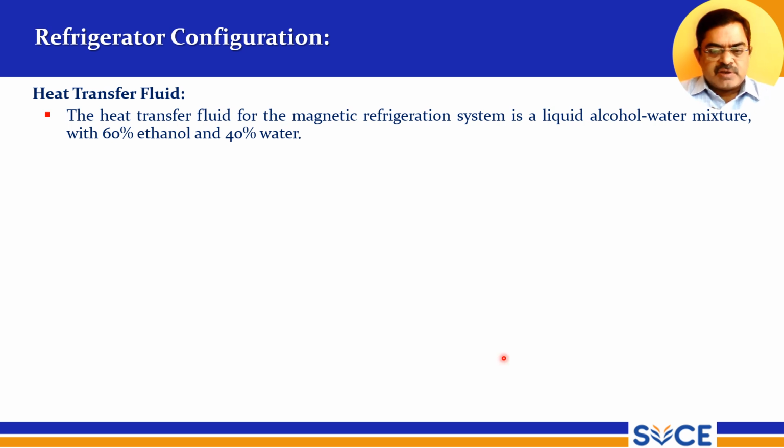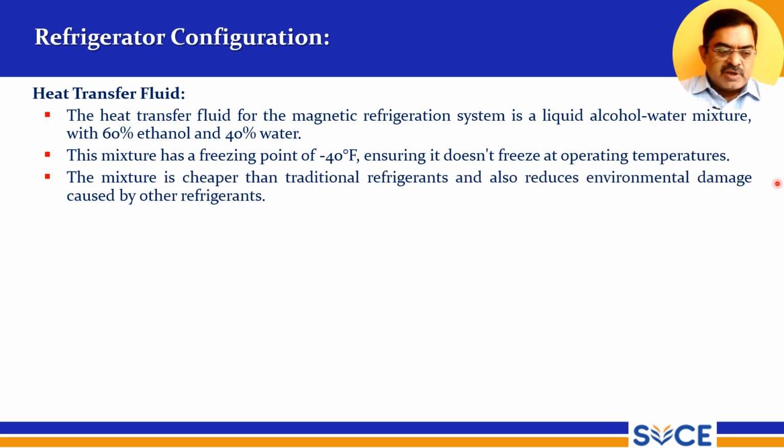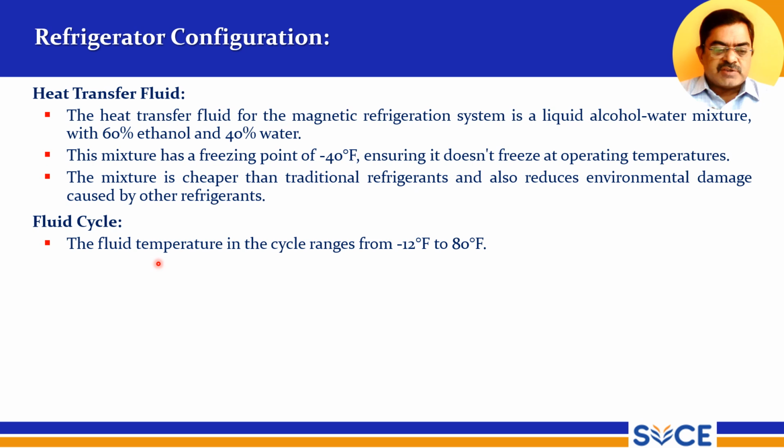So, heat transfer fluid. The heat transfer fluid for the magnetic refrigeration system is a liquid alcohol-water mixture with 60% ethanol and 40% water. This mixture has a freezing point of minus 40 degrees Fahrenheit, ensuring it doesn't freeze at operating temperature. And this mixture is cheaper than traditional refrigerants and also reduces environmental damage caused by other refrigerants. So, fluid cycle: the fluid temperature in the cycle ranges from minus 12 degrees Fahrenheit to 80 degrees Fahrenheit.